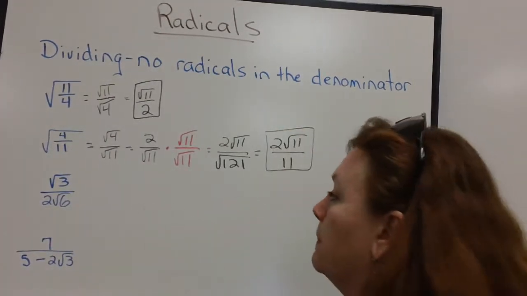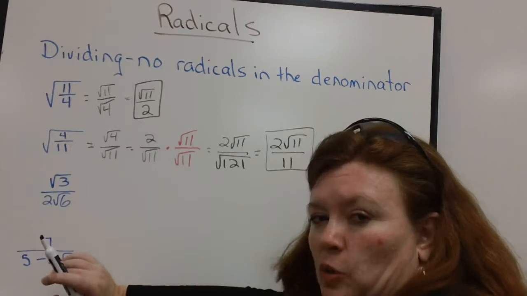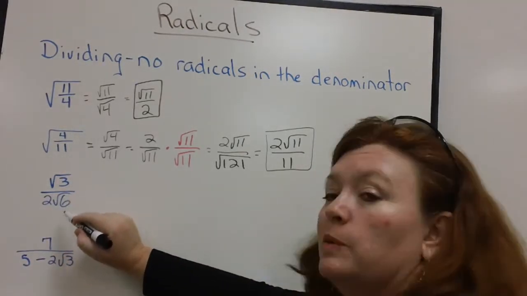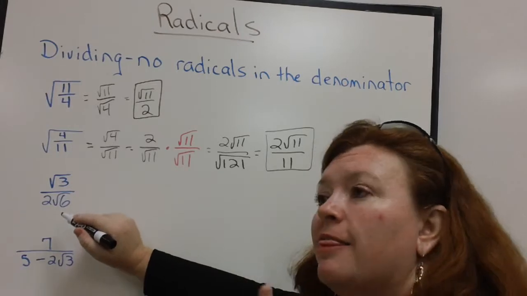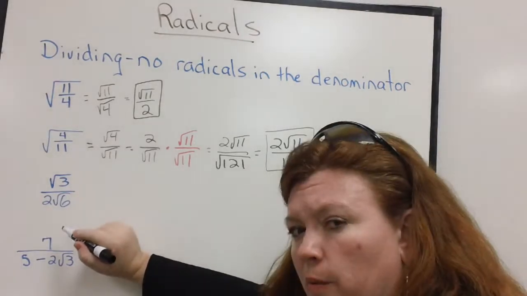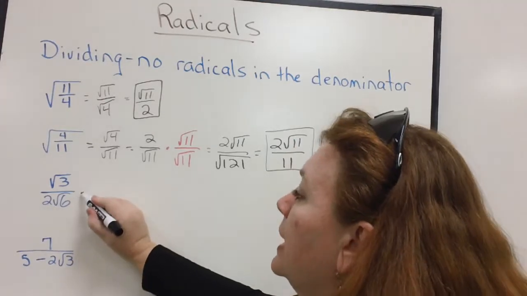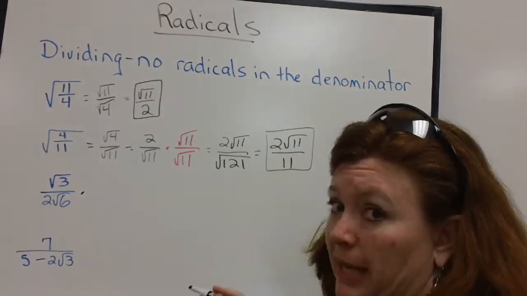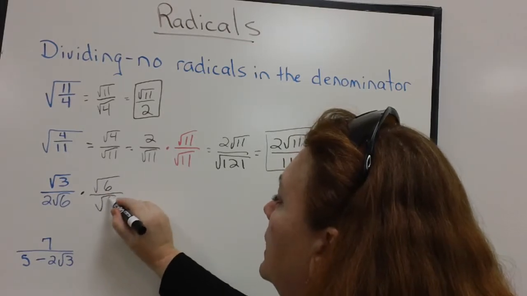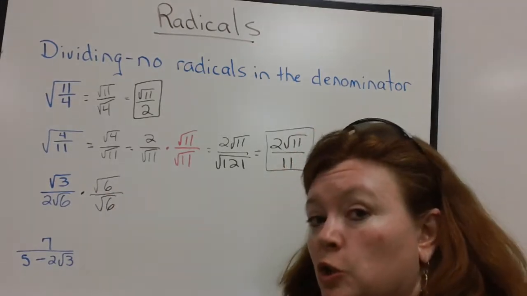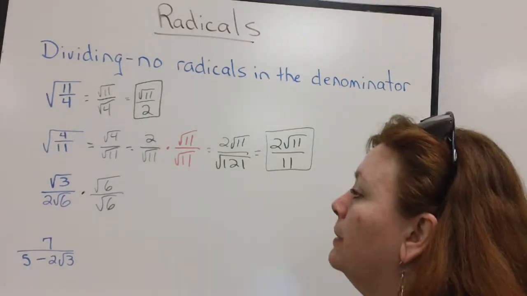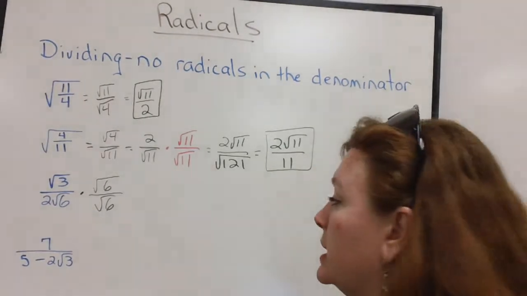Let's try the next one. This one's got a little twist to it because it has that 2 down there. I have a square root of 6 in the denominator. That's causing the problem. The 2 is not really a problem, just the square root of 6. So I can get away with only multiplying top and bottom by the square root of 6. If you multiplied them both by 2 square roots of 6, that will work also. But I'm trying to keep things nice and simple as best I can.